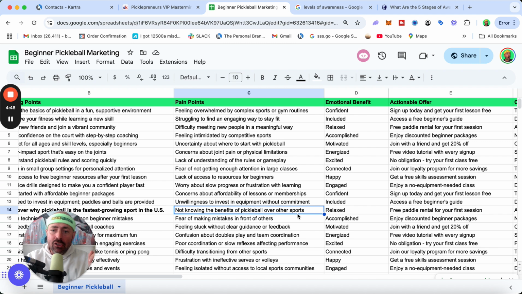Now, what are the emotional benefits? There can be a multitude of them, right? But a relaxed atmosphere can be a big pull for people. Maybe there's too much pressure in the other things that they're doing, and they just want to have more fun.